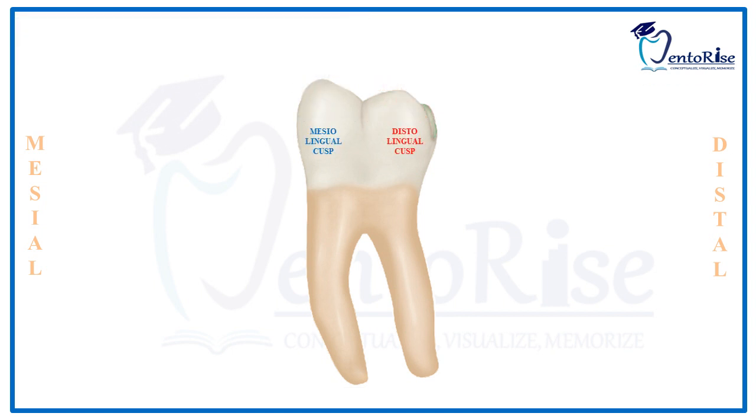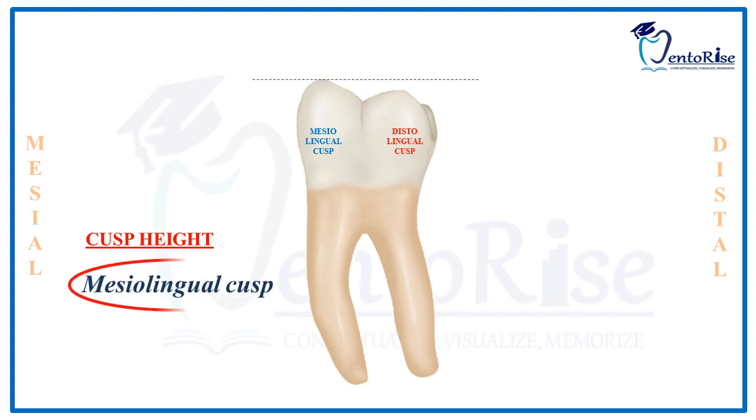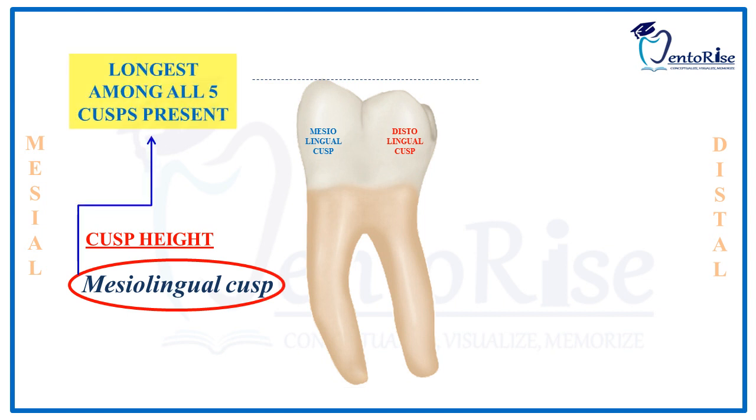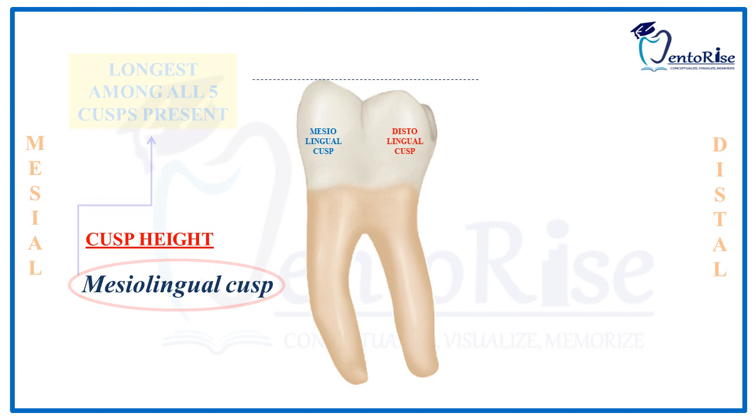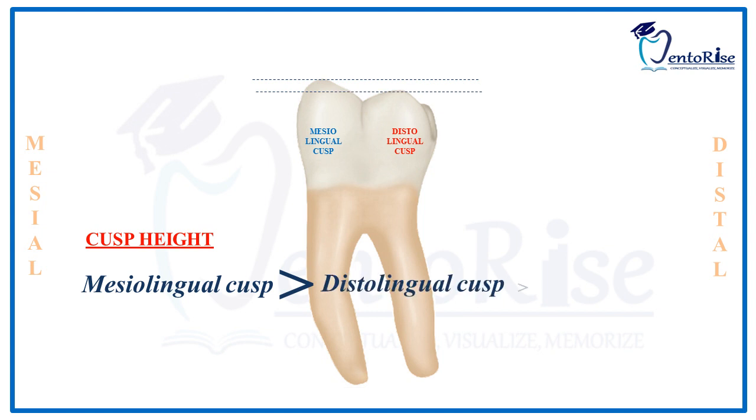Overall, if we compare the height of all 5 cusps present on this tooth, then the mesiolingual cusp is the longest one in comparison to the other cusps. If we compare just the cusps present lingually, then the mesiolingual cusp is of course the longest one, followed by the distolingual cusp and then by the distal cusp.